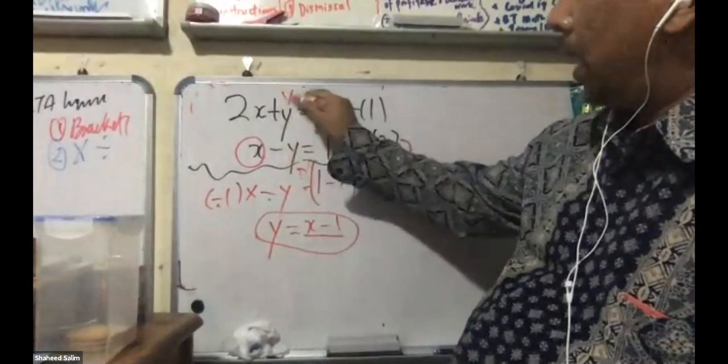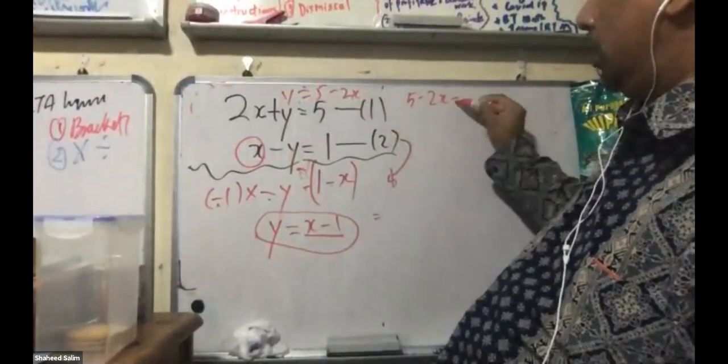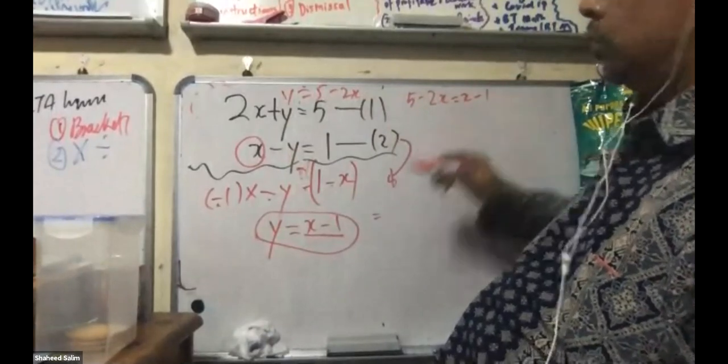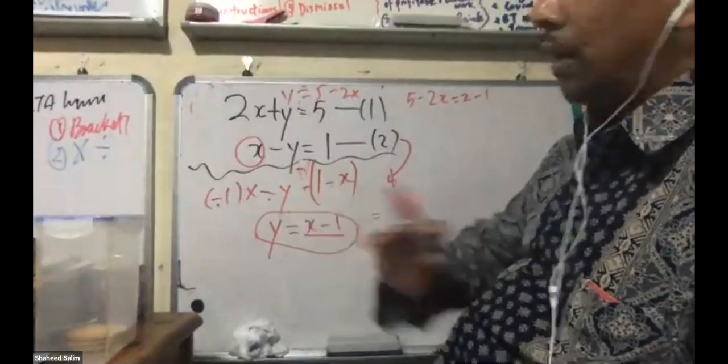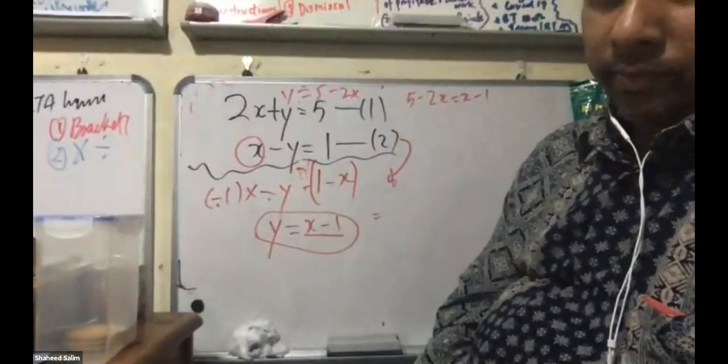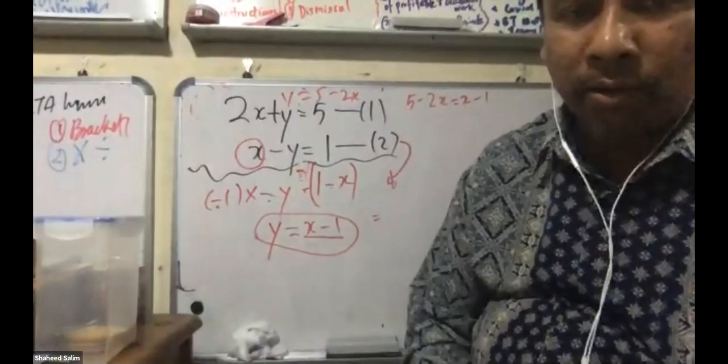Just now you put y equals to 5 minus 2x, correct? So 5 minus 2x is equal to x minus 1, not 1 minus x. You wrote 1 minus x. 1 minus x is minus y, not y. Okay? So take note of that.